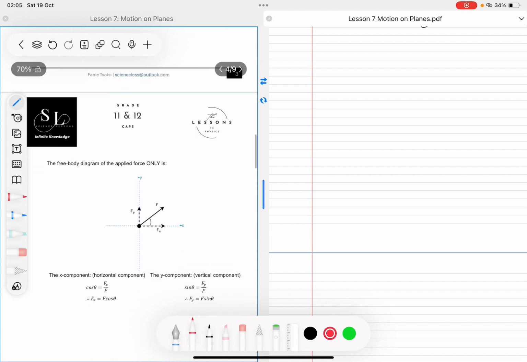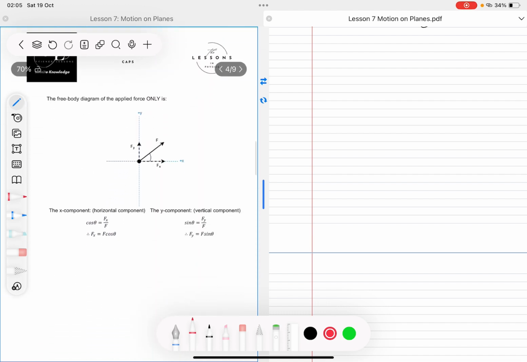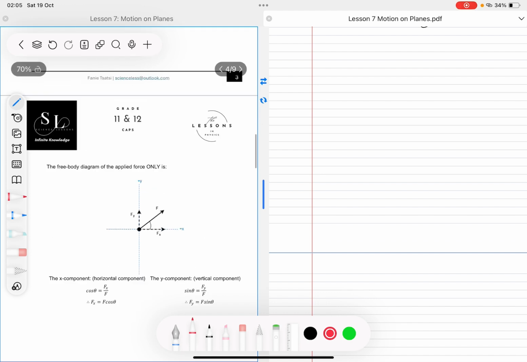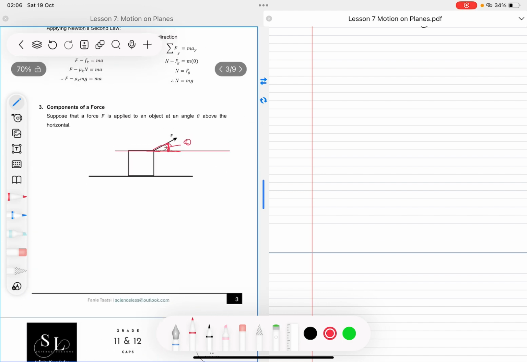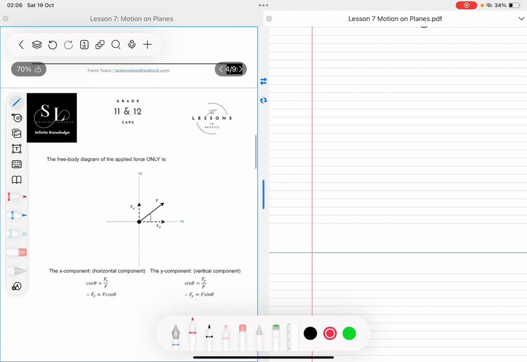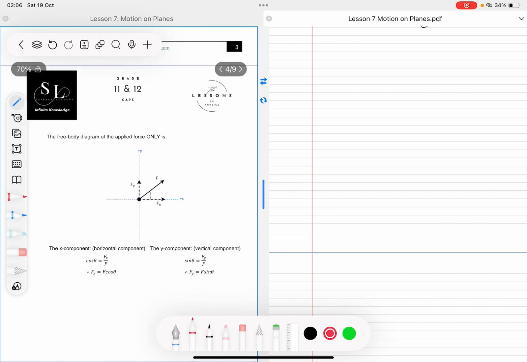Now, in this case, what we can do is draw a free body diagram only showing this force and its components, right? I'm not going to show the gravity and the normal force, just for us to understand the whole idea of components of a force. Now, this force will go in this direction on our free body diagram, modeling this box as a dot.